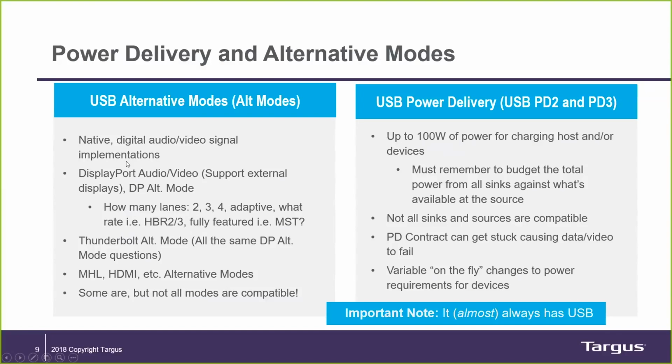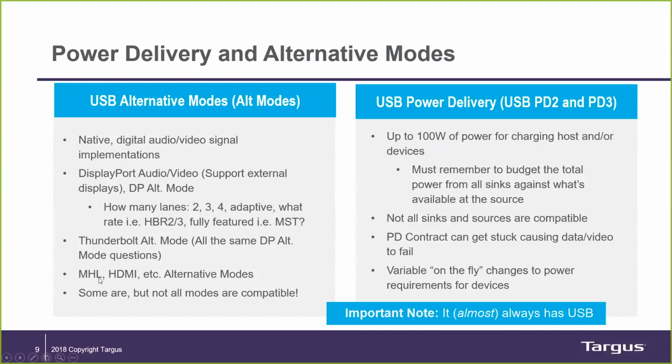The alternate modes being ways to do native digital audio video signal implementations. DisplayPort alternate mode is probably the most confusing because it can be implemented in 2, 3, or 4 lanes. Adaptive, high bit rate 2 or 3, fully featured, does it support multi-stream transport of the DisplayPort signal, and we'll talk about that. Thunderbolt, another very prevalent Type-C alternate mode, and it is an alternate mode, and Thunderbolt 3 runs on the Type-C connector.